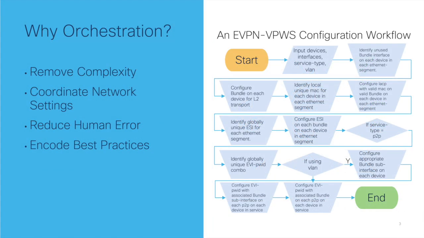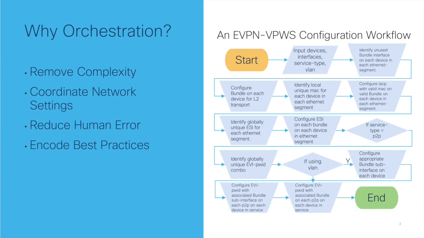To the end user of an EVPN service, everything looks simple. It's just Ethernet. But behind the scenes, the network is working hard to provide that seemingly simple service. Many settings have to be coordinated among many devices in the network. For even the simplest EVPN virtual private wire service, or VPWS, a configuration workflow has many steps.